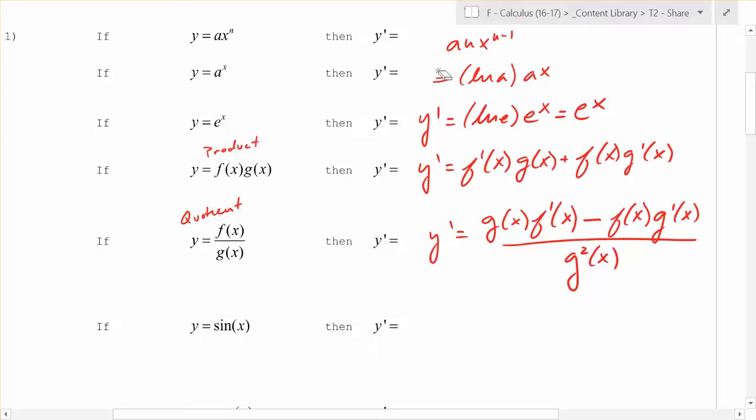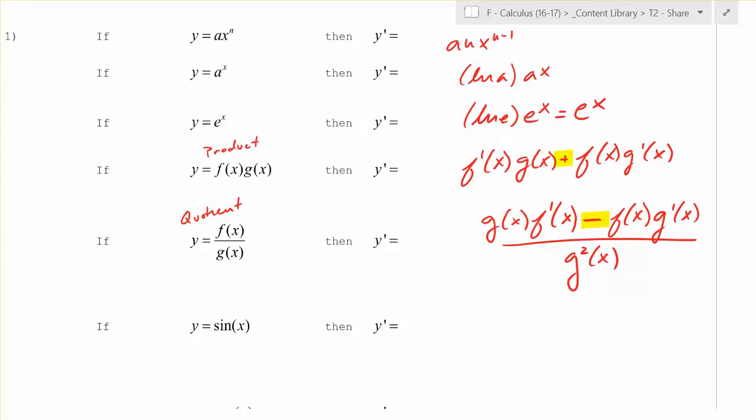I don't actually need those y primes in there, do I? Nice. Okay, so that's fantastic. Key thing that people forget sometimes, it's minus up there, right? Then it's plus between the product. That's nice. Now, what about derivative of sine? Do you remember that one?